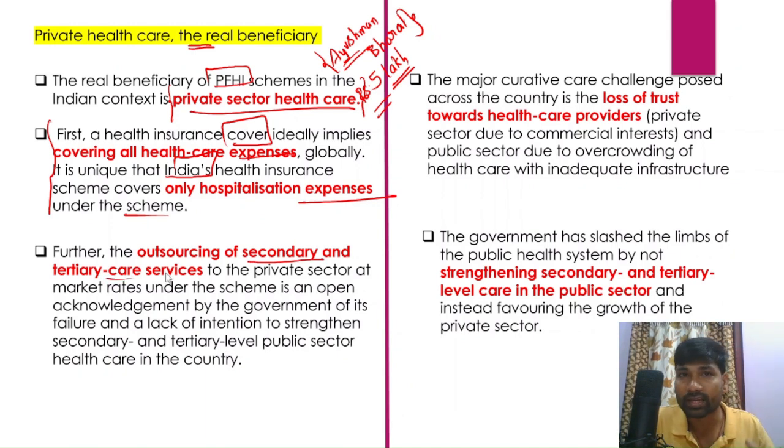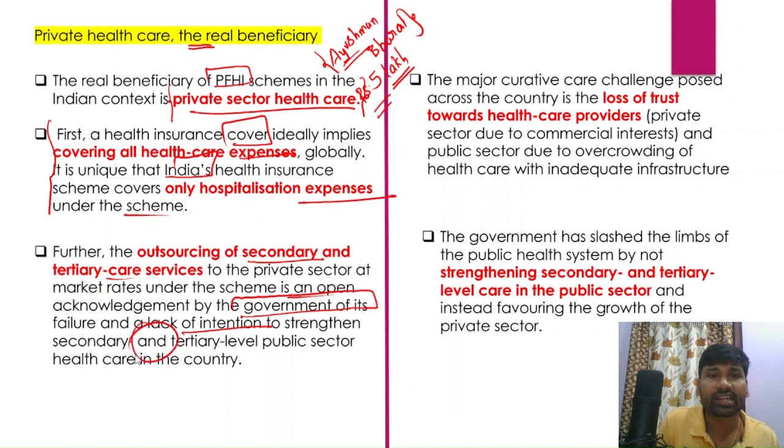If you look at the public healthcare, it is widely prevalent in the primary healthcare sector, but in the secondary and tertiary care services there is a poor presence of the public healthcare sector. So as of now, the government has outsourced the secondary and tertiary care services to the private sector at the market rates under the scheme. So this Ayushman Bharat scheme is an open acknowledgement of the government's failure and even lack of intention to further strengthen the secondary and tertiary level public sector in healthcare in India.